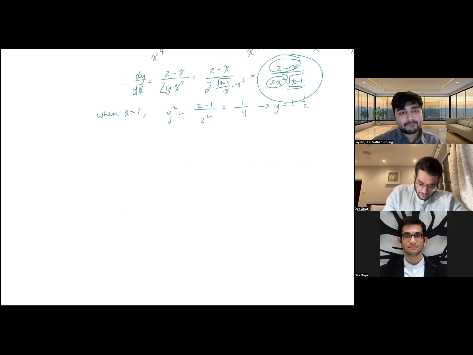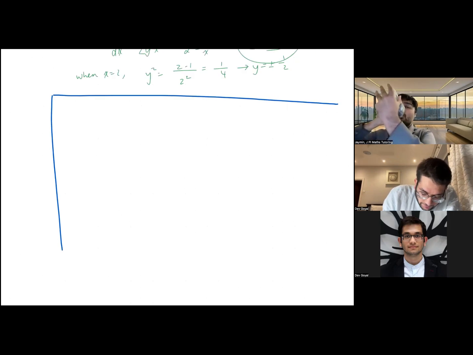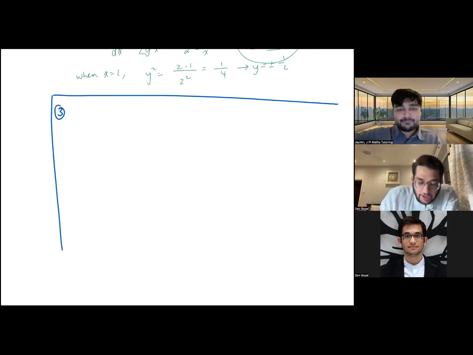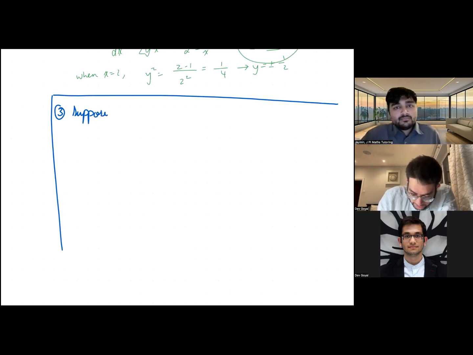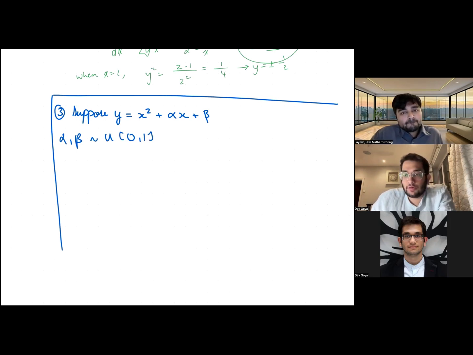Calculus and logarithms. So, this is a probability question. Suppose you're given a quadratic, which is y is x squared plus alpha x plus beta. Alpha and beta are uniformly distributed between 0 and 1, which basically means they can take any value with equal probability between 0 and 1, any real number.